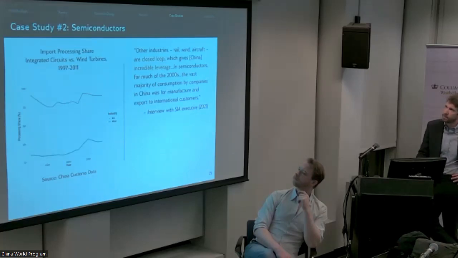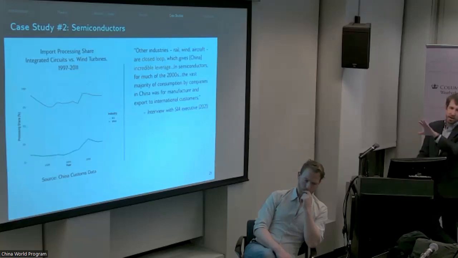And this person told me other industries, rail, wind, and aircraft, are closed loop, meaning that most of what enters China stays in China, which gives China incredible leverage over foreign investors. By contrast, in semiconductors, for much of the 2000s, the vast majority of consumption by companies in China was for manufacture and export to international customers. So what this quote establishes is that other industries were closed loop. This gave them leverage. Semiconductors was, as this person called it, open loop, which undercut China's leverage vis-a-vis these foreign firms.